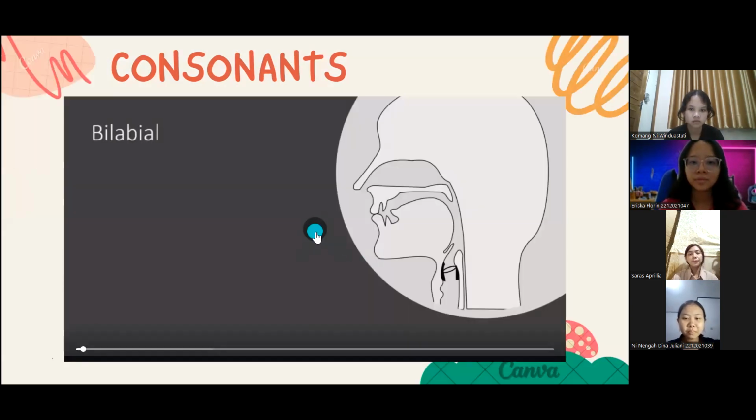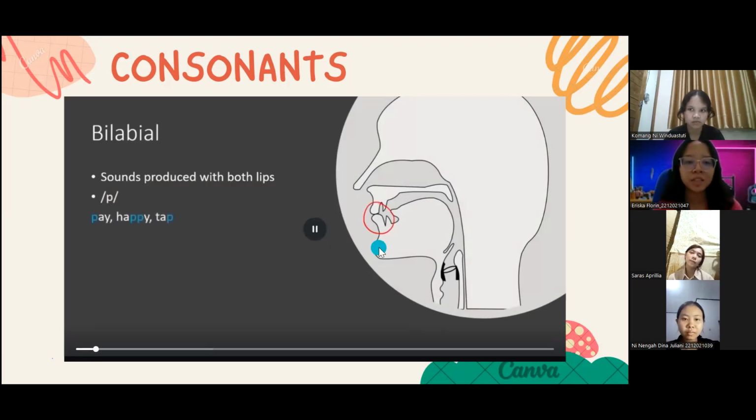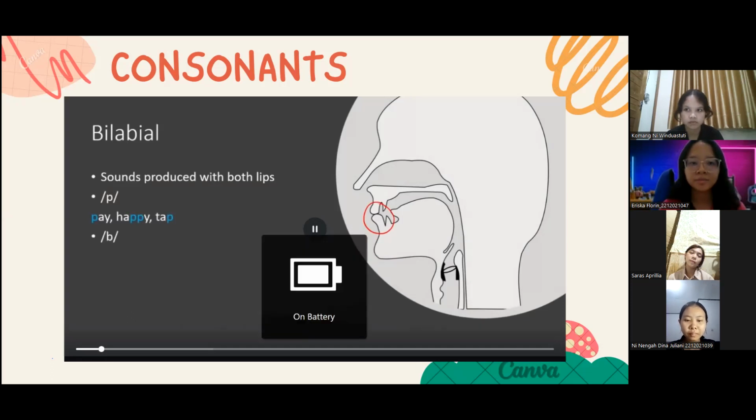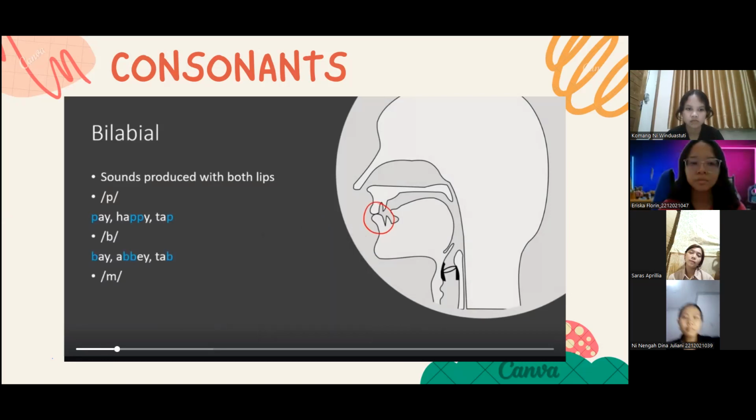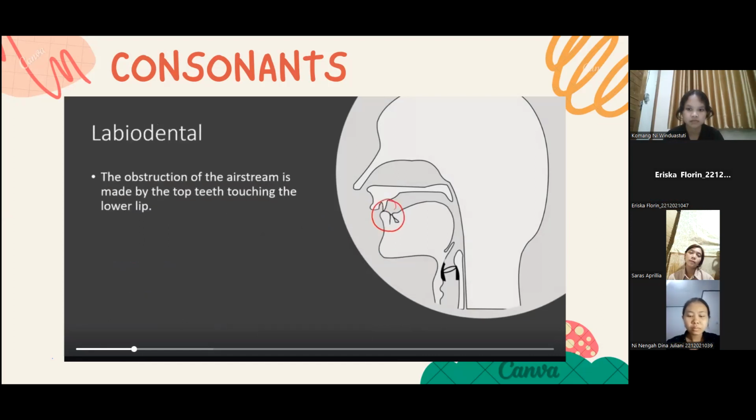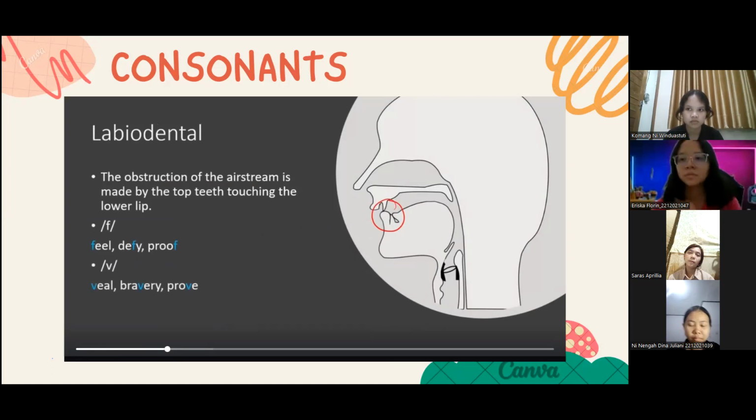First one is bilabial. Okay, here is the video that shows the example of p, like in pay or happy, or tap. And b, like in bay, abbey or tab. And m, like in may or hammer or jam. These are labiodental sounds. For example, f, like in feel or defy or proof, or v, like in veal or bravery or prove. These are the only two labiodental sounds in the English language.